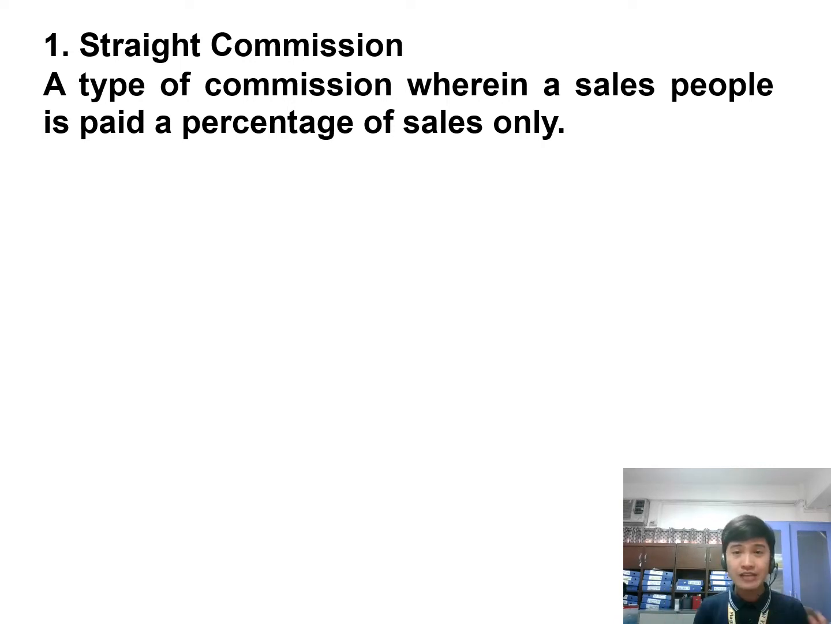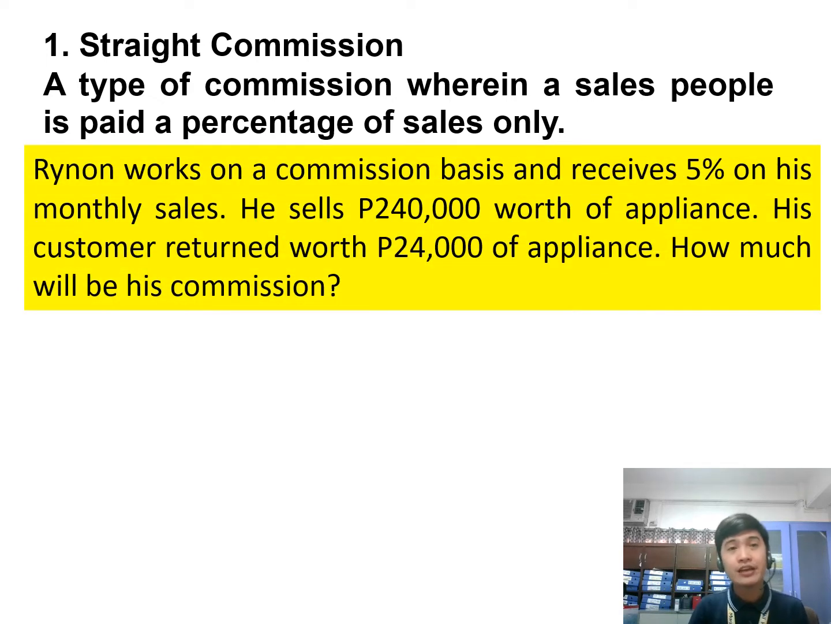Now let's have a sample problem for us to fully understand how do we deal with straight commission. So the problem here is Rhinon works on a commission basis and receives 5% on his monthly sales. He sells 240,000 pesos worth of appliances. His customer returned 24,000 pesos worth of appliances. How much will be his commission?